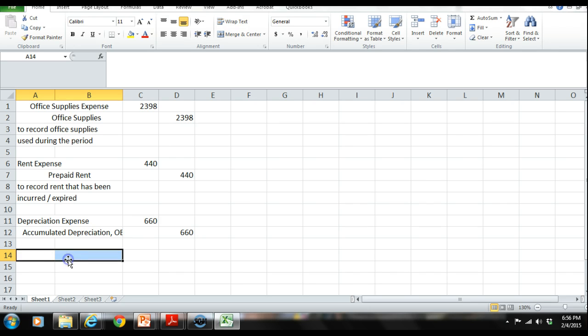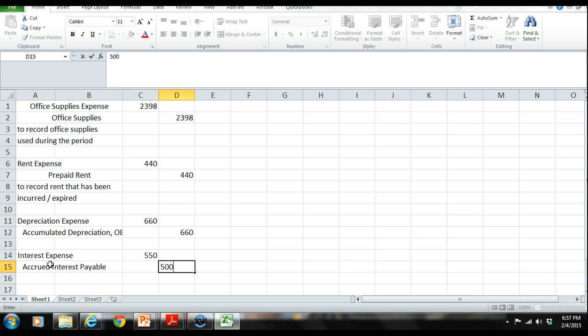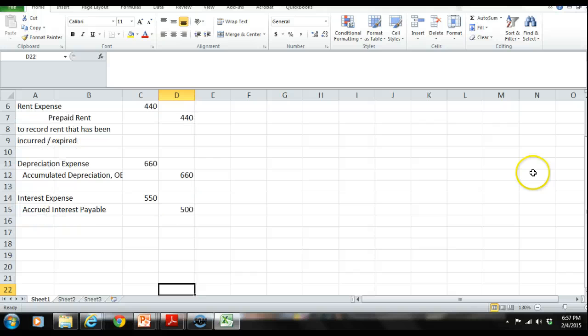So think about this. We're going to show interest expense of $550. Then we're going to show accrued interest payable of $550. Okay?